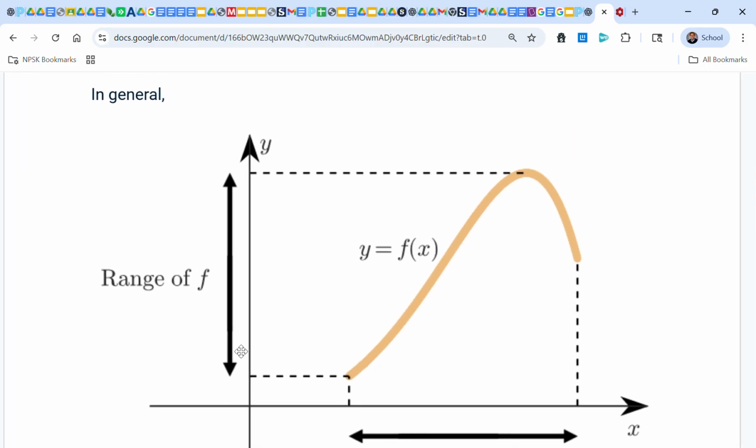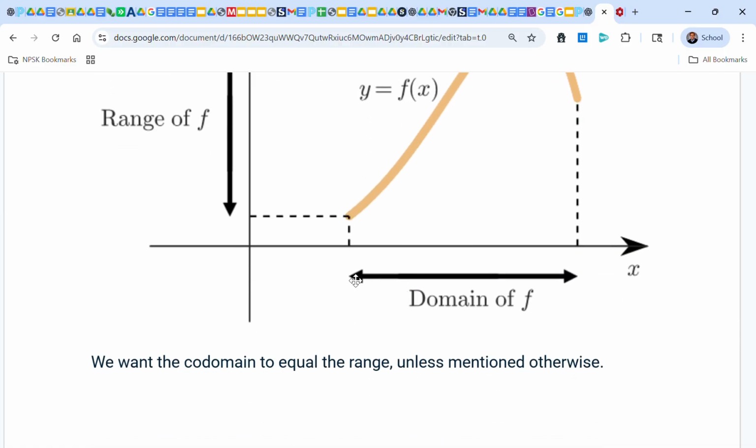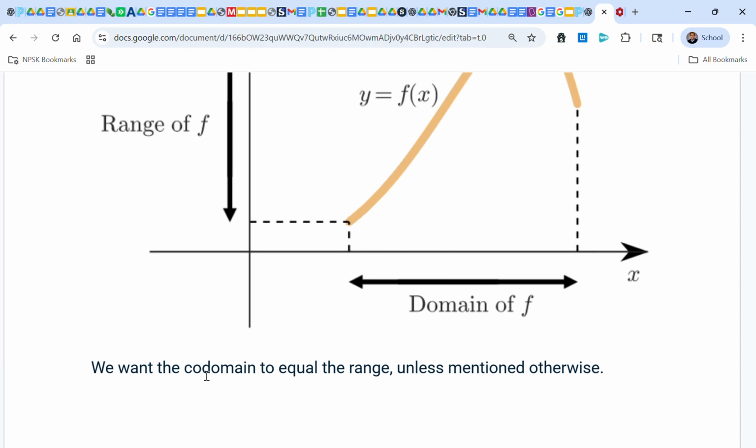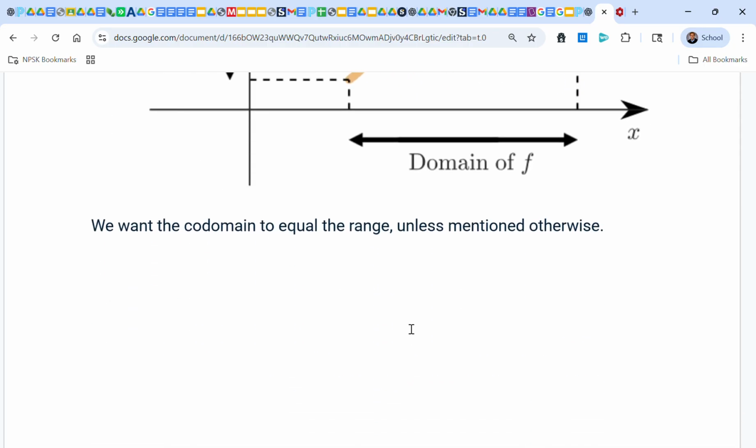So in general, the range is what the y coordinates are, and the domain is what the x coordinates are, all of these values. And we want the codomain to equal the range unless mentioned otherwise, and I'll specify those situations there.